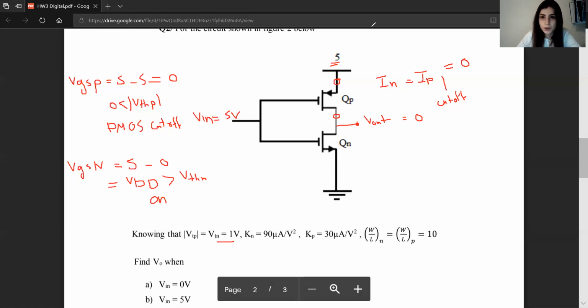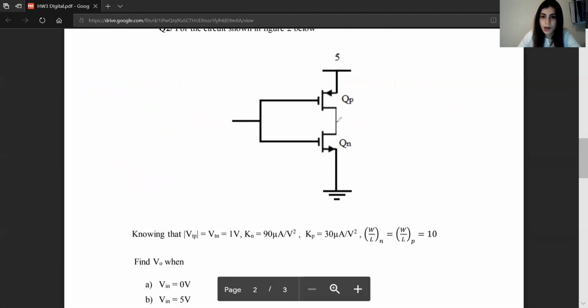So this is another way to prove that V output in the case of a V input of 5 will be 0. We said in the first case that there's no way for this 5 volts to pass through here, since the NMOS is connected to ground, and this here is an open circuit, V output will be 0.